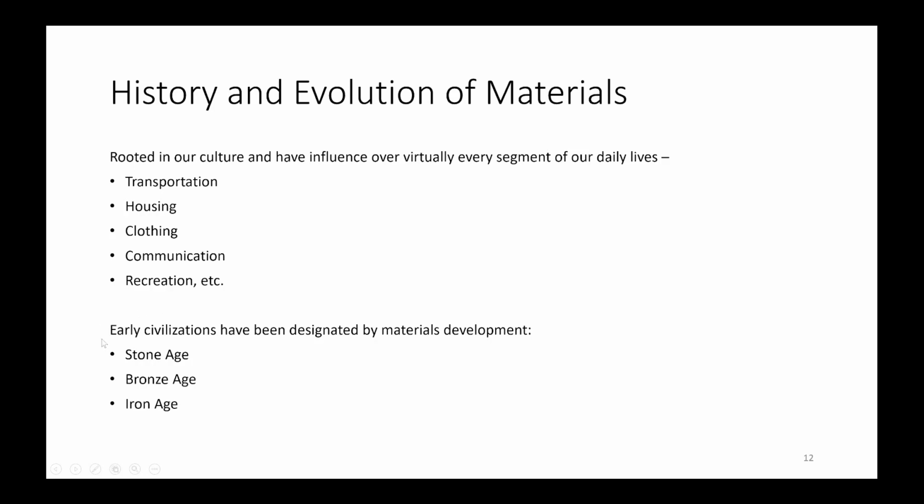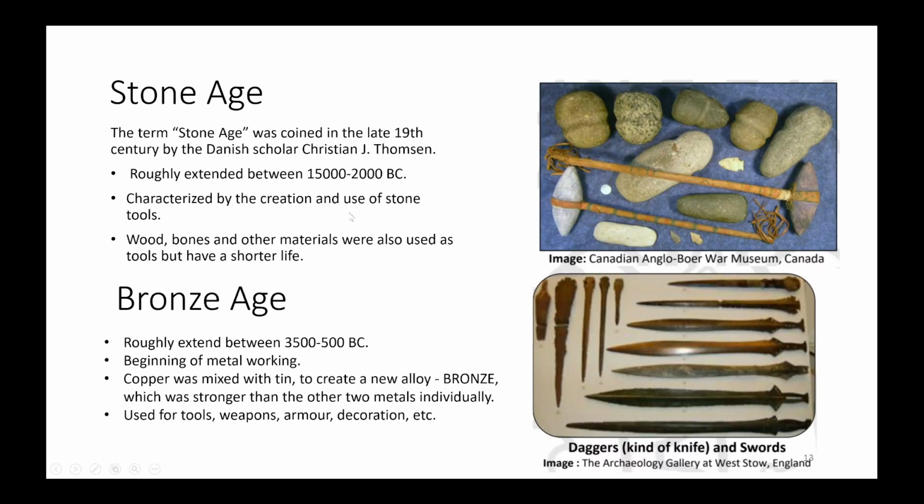Now, early civilizations have been designated by materials development. For example, Stone Age, Bronze Age, Iron Age. So we'll be going through these ages. In case of Stone Age, the term was coined in the late 19th century by the Danish scholar Christian Thomsen, and it roughly extended between 15,000 to 2000 BC, characterized by creation and use of stone tools. Wood, bones and other materials were also used as tools, but they had shorter lifetime.